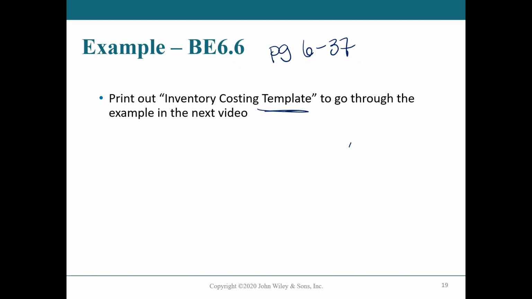Right, so BE 6.6 says that Battery Limited uses a perpetual inventory system. The inventory records show the following data for the first month. And it goes through, it lists a bunch of purchases and sales, gives us a lot of information. And the question says to calculate the cost of goods sold and ending inventory using first the FIFO and then next the average cost. Okay, so a lot of information, but we'll walk through it, and this is the way that you will do each question.